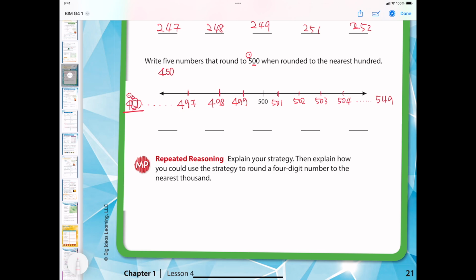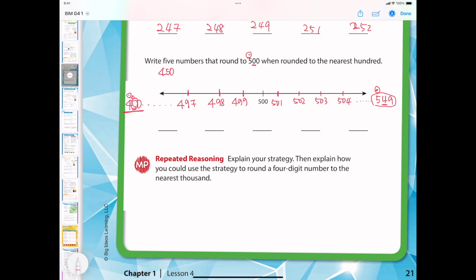549, because 4 is what? Round down. Okay, so 4 is a round down number. So when you find the rounded number to the nearest 100, this is going to be what? 500. Okay, so you can pick any number in between 450 to 549.